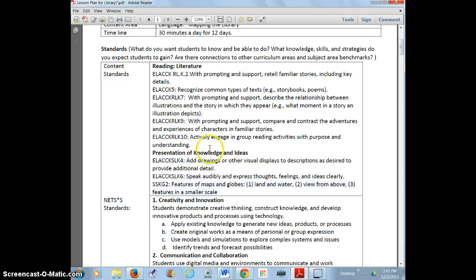This is a lesson I created to help students recognize common types of text in the library, draw a map, and compare characters and stories. We focused on the Common Core language arts standards that ask students to make comparisons of text and describe the relationship between the illustrations and the text. As well, we focused on several NETS standards that require students to create original work.